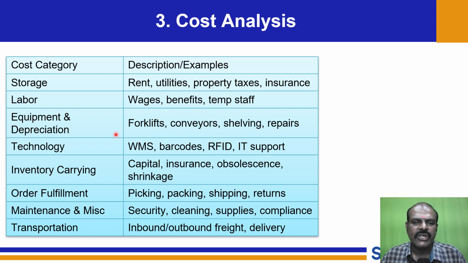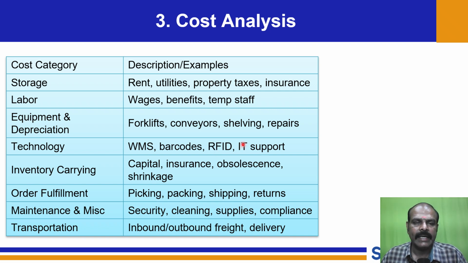Equipment and depreciation. All the physically moving parts will undergo wear and tear, so for that we should have some recovery costs. Forklifts, conveyors, shelving, repairs. Technology: warehouse management system software, when we purchase it, some subscription has to be paid for it. Barcodes, when you go ahead, yes, some emitters, some barcode printers, likewise the necessary accessories. RFIDs, yes, we need to buy the tags and everything, so for that we need to spend.